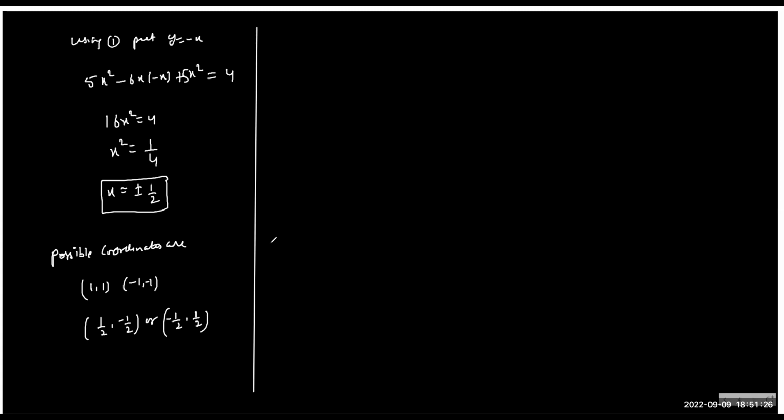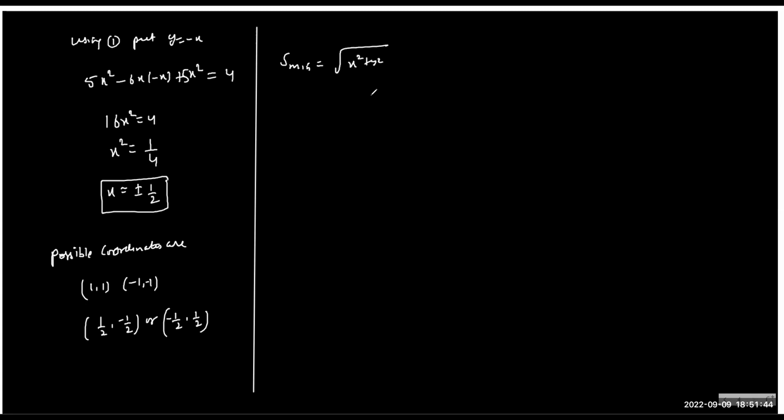Okay, so the answer given is the other pair: (1/2, -1/2) and (-1/2, 1/2). And that is logical. Why? Because out of these 4, which one gives the nearest value, the minimum value?